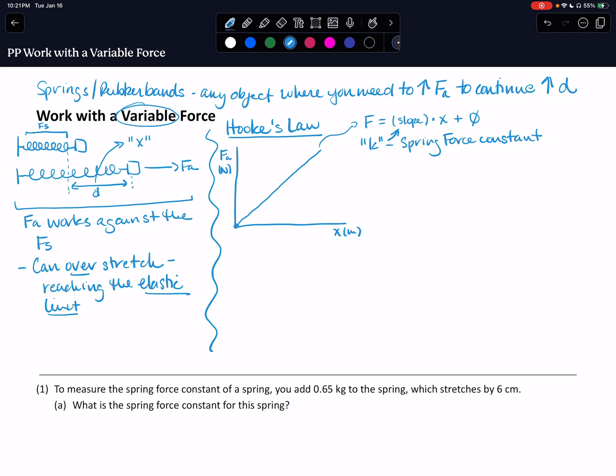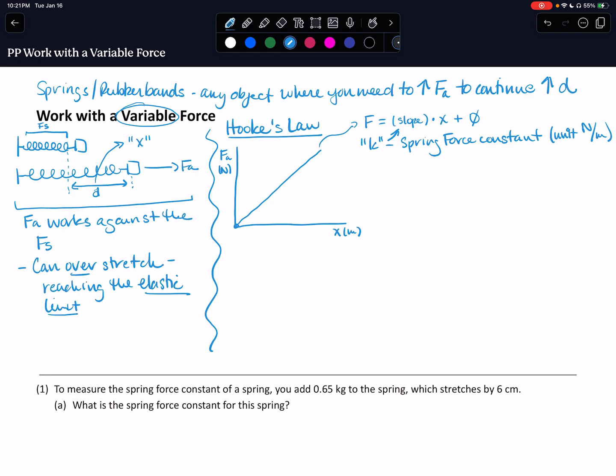All right, that spring force constant is going to have units of newtons divided by meters, which makes sense because it's force divided by x. And what that spring force constant really tells us is how much force is required to stretch that particular spring or rubber band 1 meter.